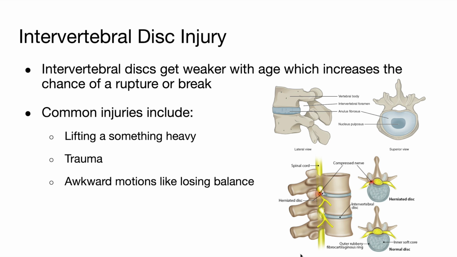There are many ways in which an injury to the intervertebral disc can occur. The intervertebral disc weakens substantially with age, which can cause it to rupture or break during strenuous activity, such as lifting a heavy object, through trauma, or through awkward motions in the torso, such as losing balance.